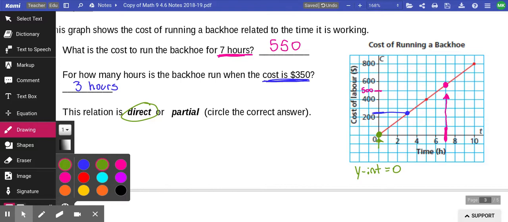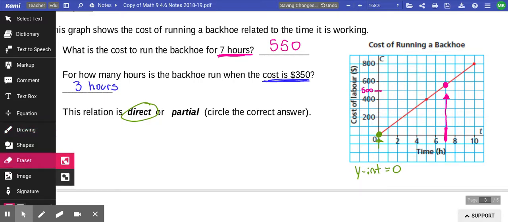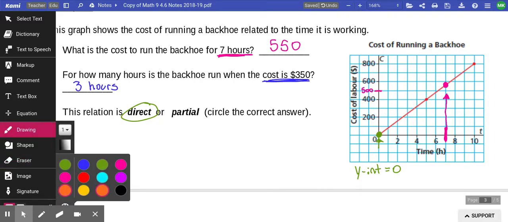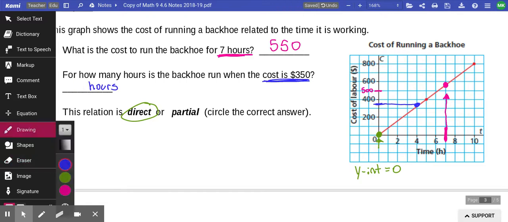Yes, sir. You measured it like 250. Oh, good save. It should have been here. 350. Which is here. Which is 4 hours. Good save.